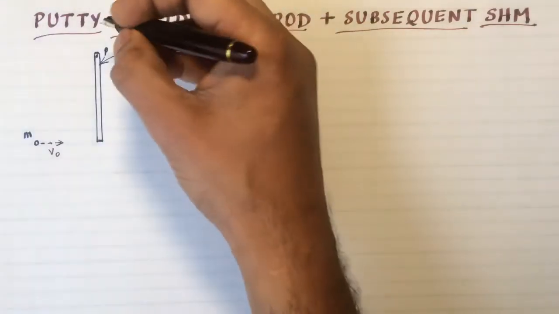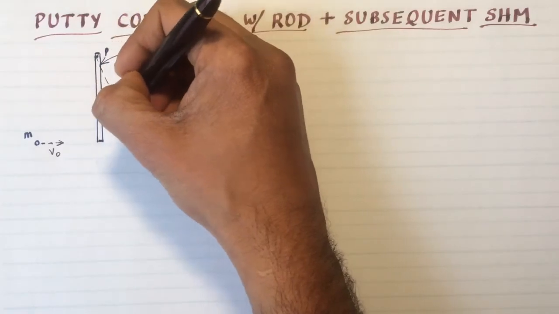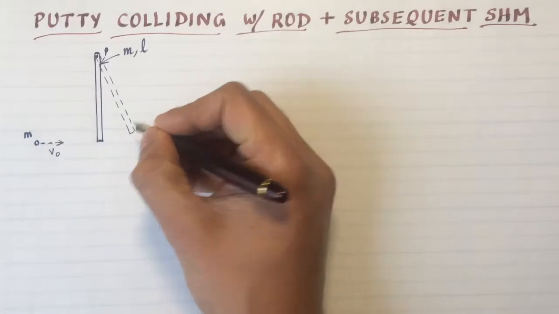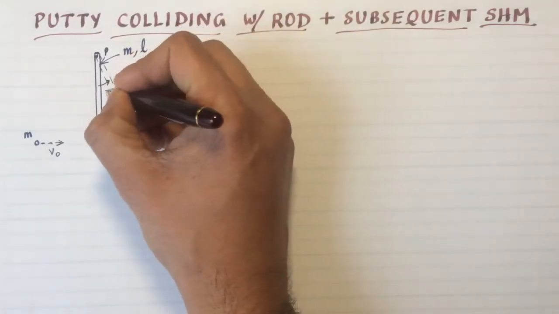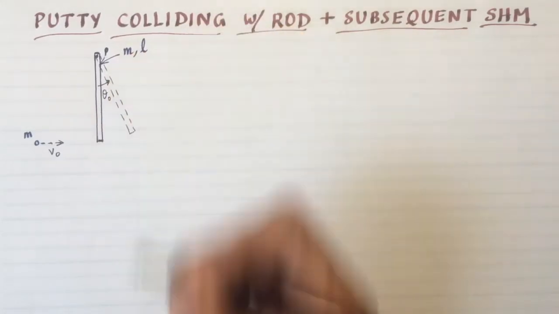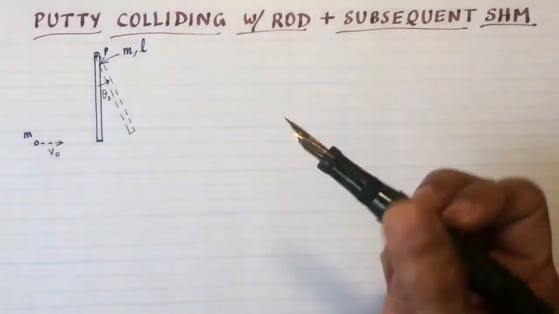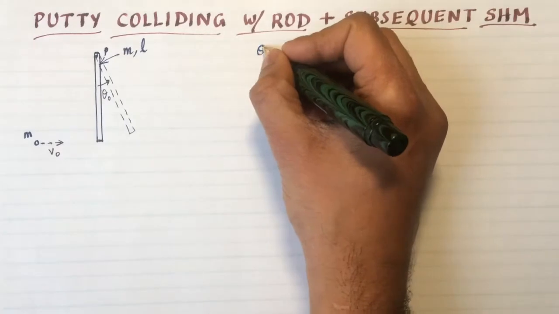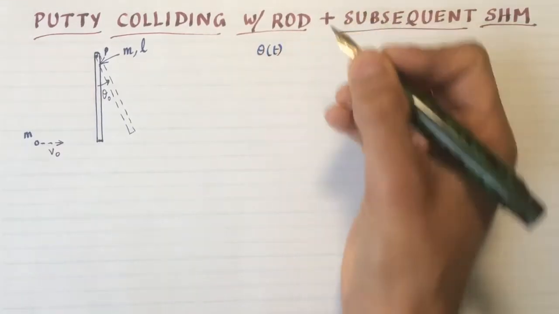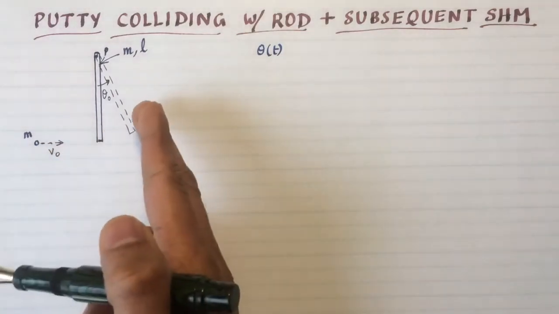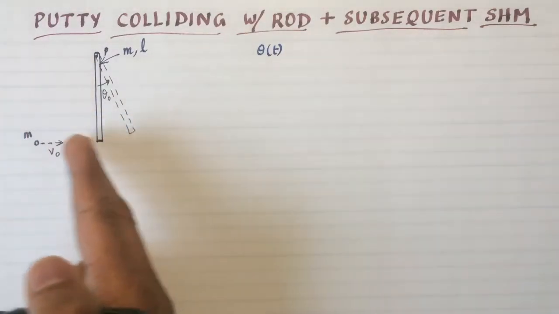So let's denote that process here. That angle is going to be some maximum angle, which I'll call theta naught. That angle theta naught is something that we have to find in the process of determining the purpose of the problem, which is to write the equation of theta as a function of time after the collision. So after colliding, it's going to go up to a certain angle, and then it's going to swing back, and it's going to do this back and forth.